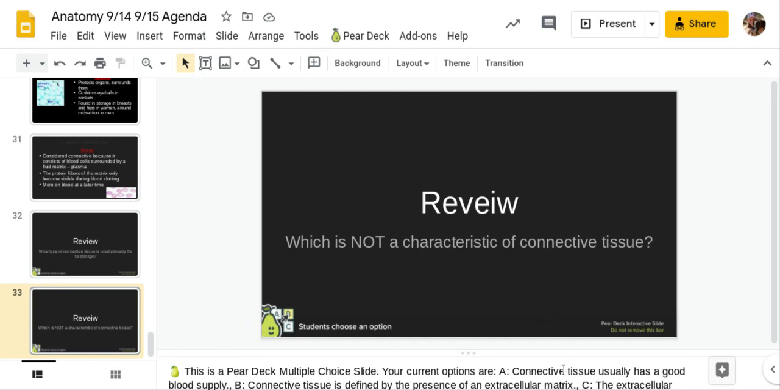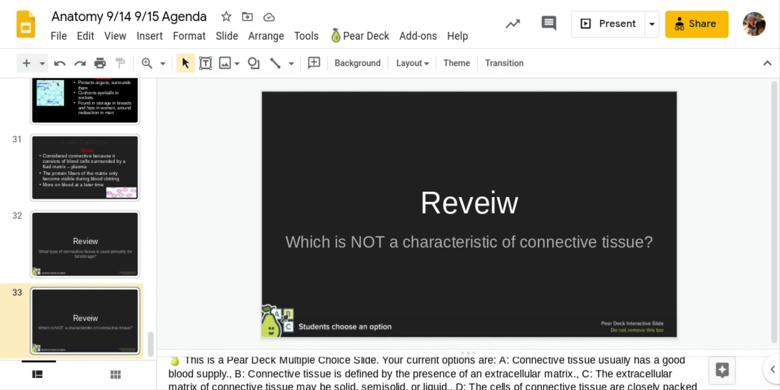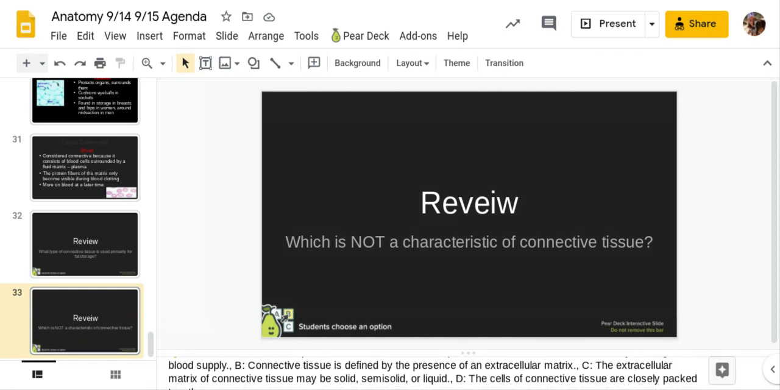So the options were: A, connective tissue usually has a good blood supply, which it does most of the time unless it's cartilage, so that is true. B, connective tissue is defined by the presence of an extracellular matrix, which it is, right? Because that extracellular matrix can contain different fibers and a different ground substance, which determines what it looks like, which determines its function. So blood, we need it to flow and move a lot, and so it has a lot of fluid in the ground substance. Think about examples like that. C, the extracellular matrix of connective tissue may be solid, semi-solid, or liquid, which is true.